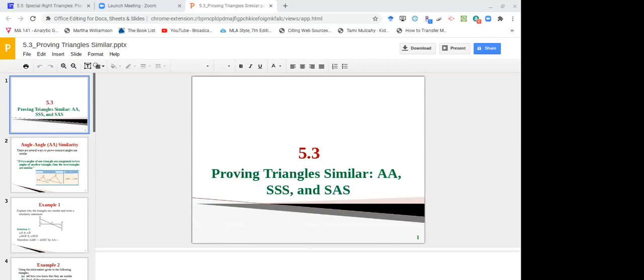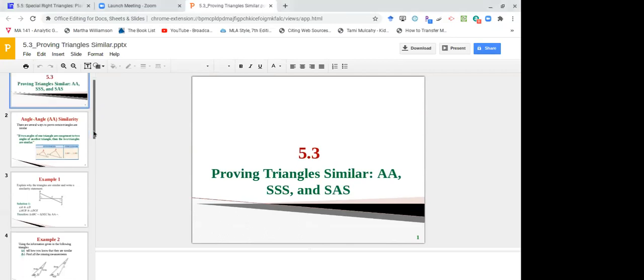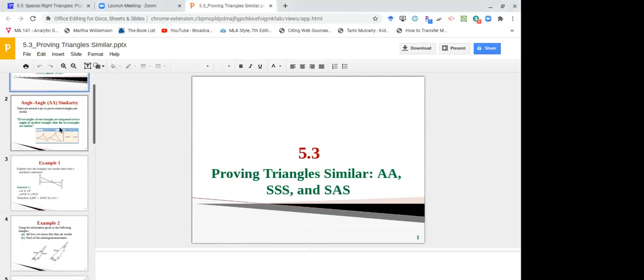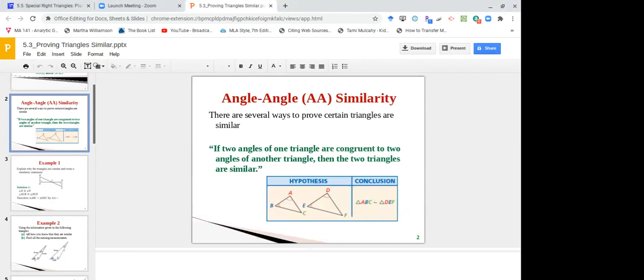We're going to prove that triangles are similar using AA, that's angle, angle, SSS, that's side, side, side, and SAS, that's side, angle, side, okay? Remember, we're proving triangles to be similar, so their corresponding parts are proportional. So the first theorem that you get taken through is angle-angle similarity. So you see it in green.